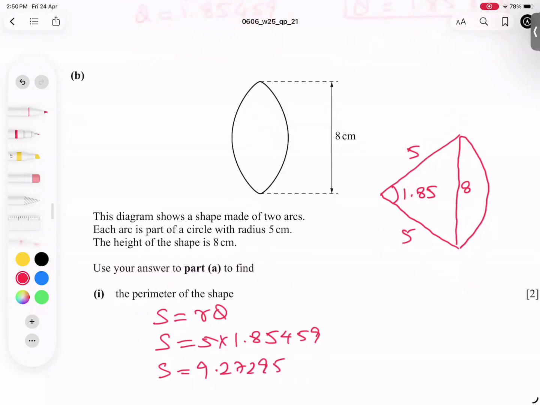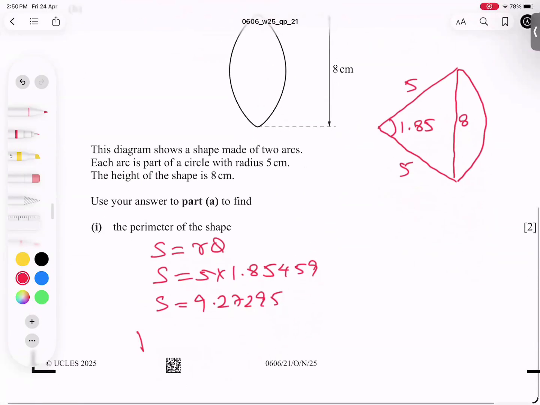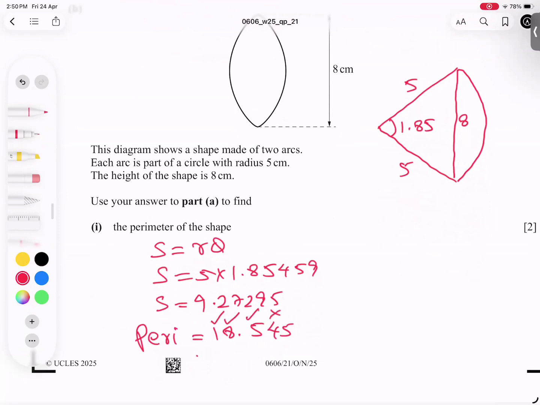And this arc length multiplied by 2. So I'm getting the perimeter of the shape, which is very clear, into 2. So I'm getting 18.545. And we are always looking for 3 SF. So approximately 18.5 centimeters is our answer. So the first part is very clear.